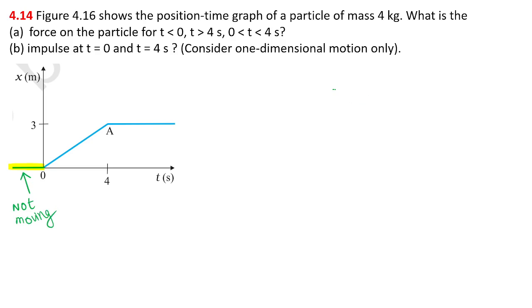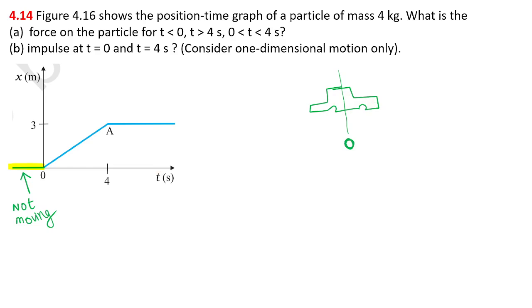The position is 0. There is a car. Position is 0. The car is not moving. Till time equal to 0, the position is 0. As the time increases, 1 second, 2 second, 3 second, the position is increasing. Position 1 meter, 2 meter, 3 meter. When time equal to 4 second, the position is 3 meter. The car is 3 meter away.